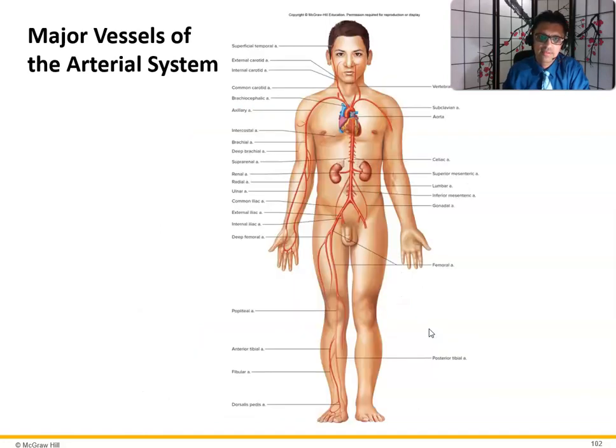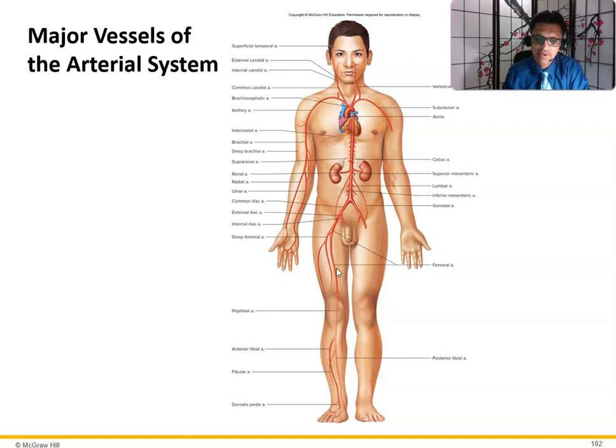Okay, so if you look at this, here is the subclavian artery. That's the left subclavian and the left common carotid that goes up. Remember, the right ones come off the brachiocephalic trunk, but the left ones come right off the aortic arch. And then we discussed these on the previous. You have the femoral artery down here, the popliteal, anterior tibial, the fibular artery, the dorsalis pedis.